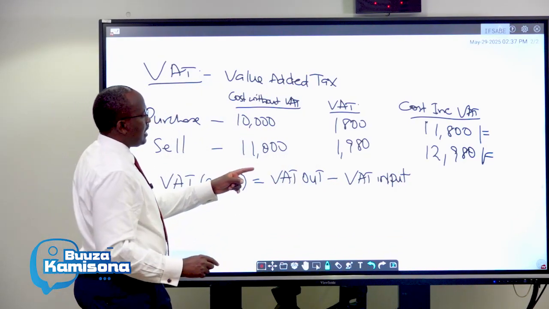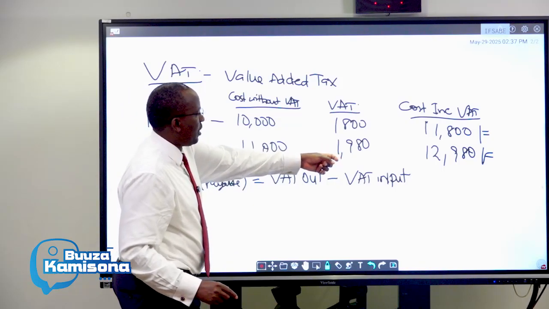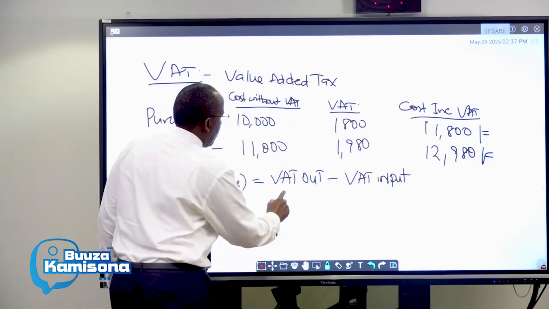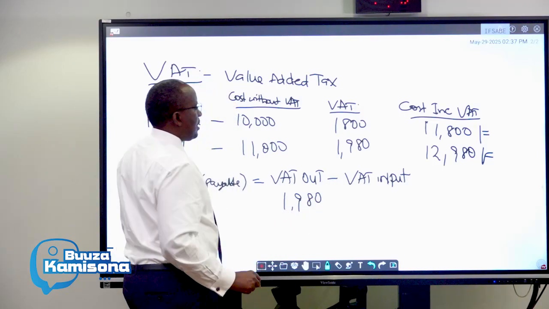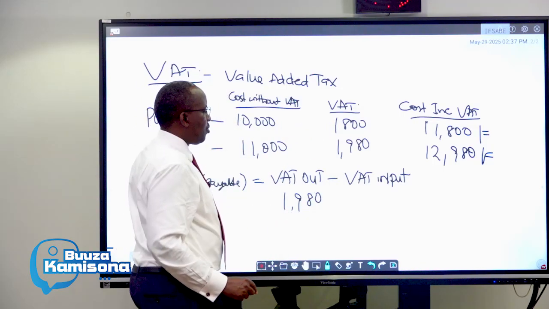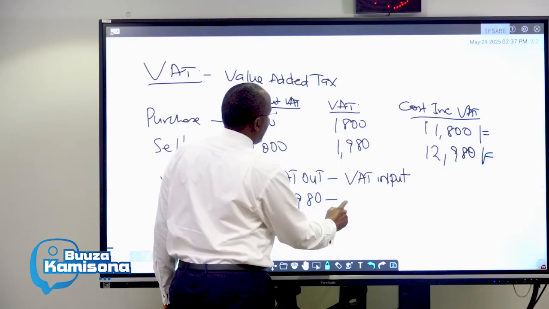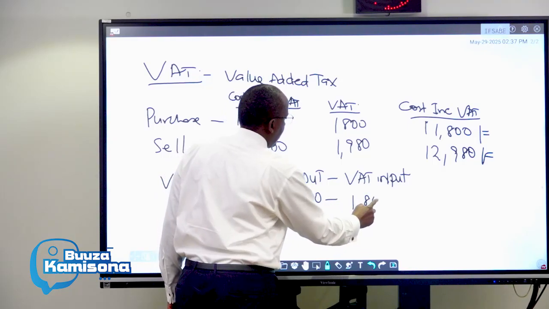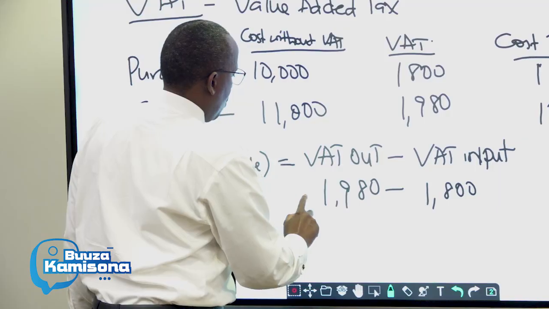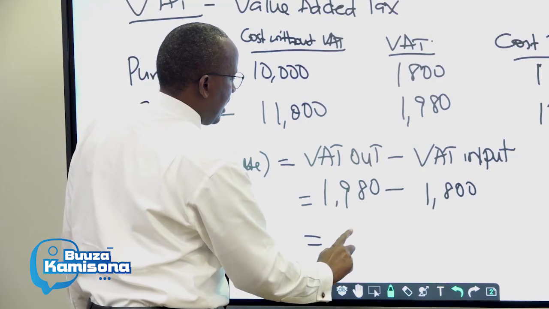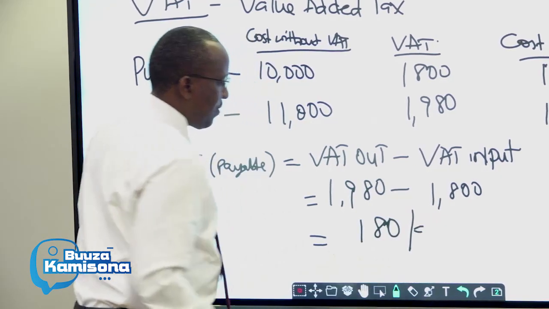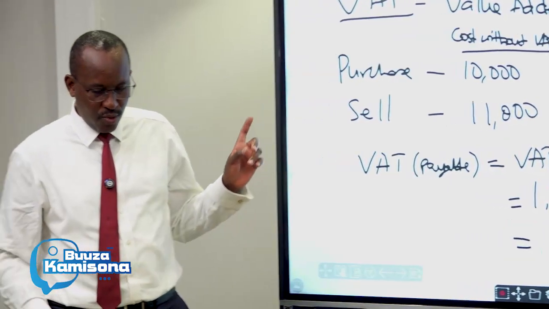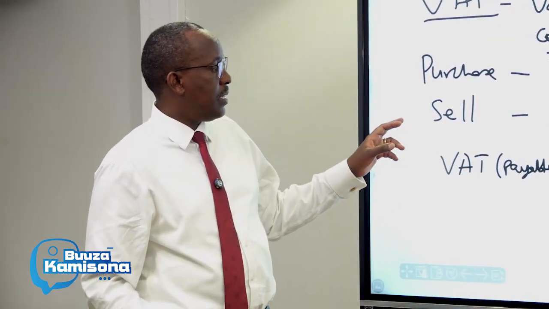What is our VAT output? The VAT you collected at the point of sale, 1,980. What is your VAT input? The VAT you paid at the point of purchase, 1,800. So, what is your payable VAT? 180. Very basic and simple to demonstrate how VAT is paid.